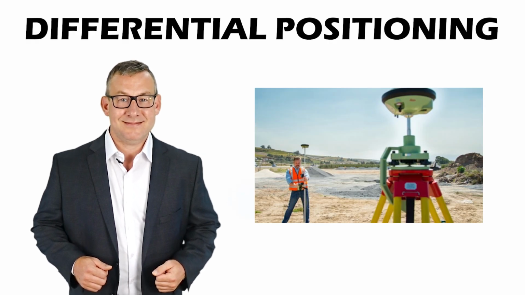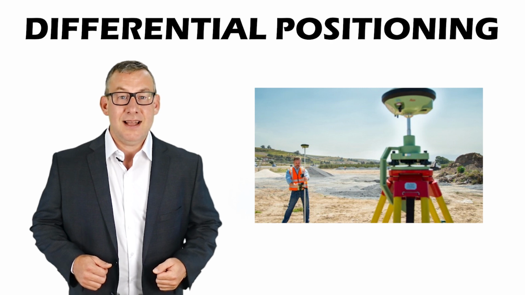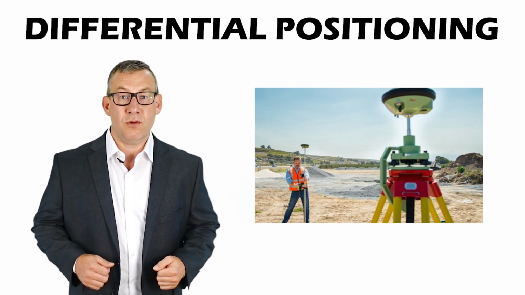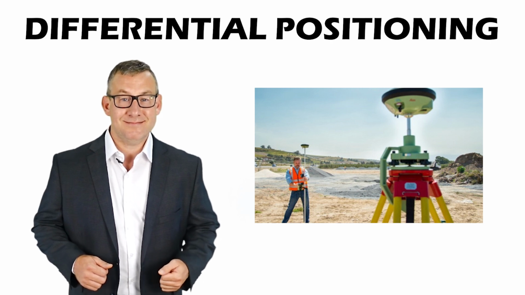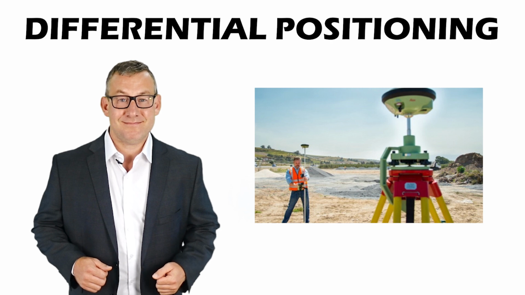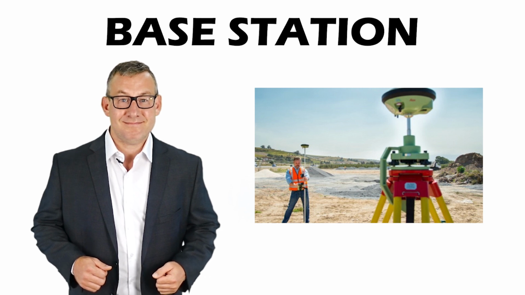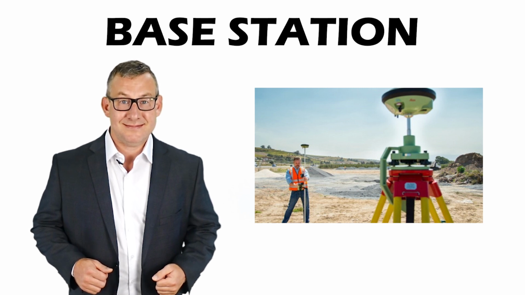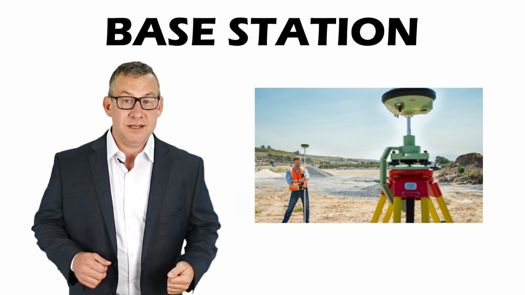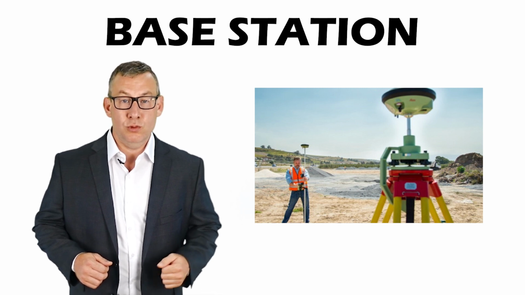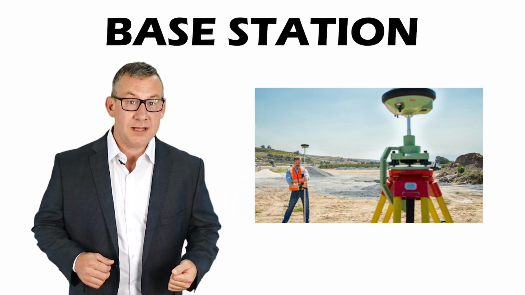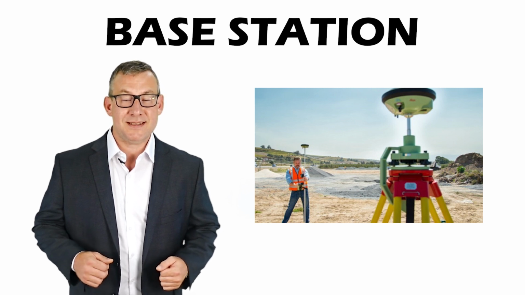Differential positioning. Differential positioning uses information from two receivers to remove range errors and improve accuracy. A base station. A base station is a stationary receiver at a known location. A base station is used to estimate range measurement errors and improve the accuracy of measurements.